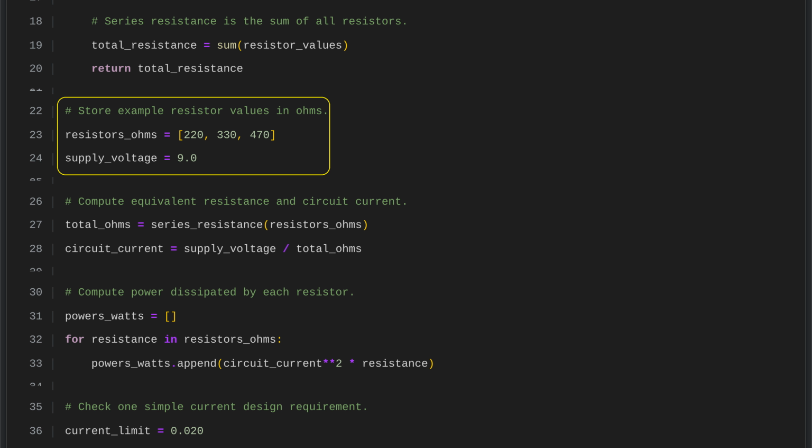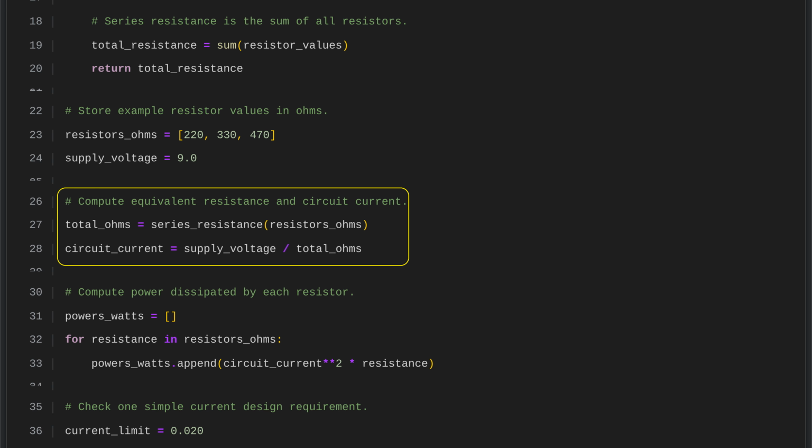Define three series resistor values, 220, 330, and 470 ohms. Set the supply voltage to 9 volts, which will be used to calculate the circuit current and the power dissipated by each resistor. To analyze a series circuit, first find the total resistance by adding all resistor values. Then use Ohm's law to find the current, by dividing the supply voltage by that total resistance. These two values describe the circuit's basic behavior under the given conditions.